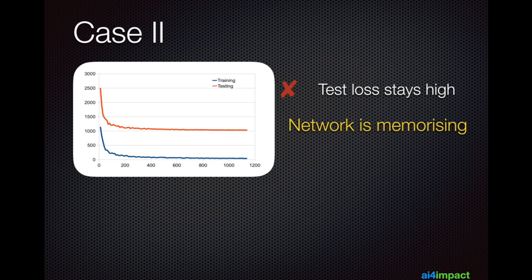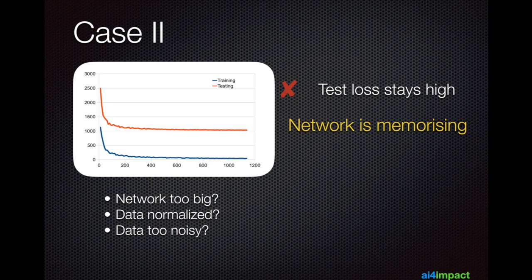A network like this is not very much use. You want to check if the network is too big, in which case you can shrink it down. You still want to check for normalized data. Data which is not normalized can actually lead to memorization. You also want to understand if the data is too noisy. Very noisy data can lead to a large gap between the training and test losses.